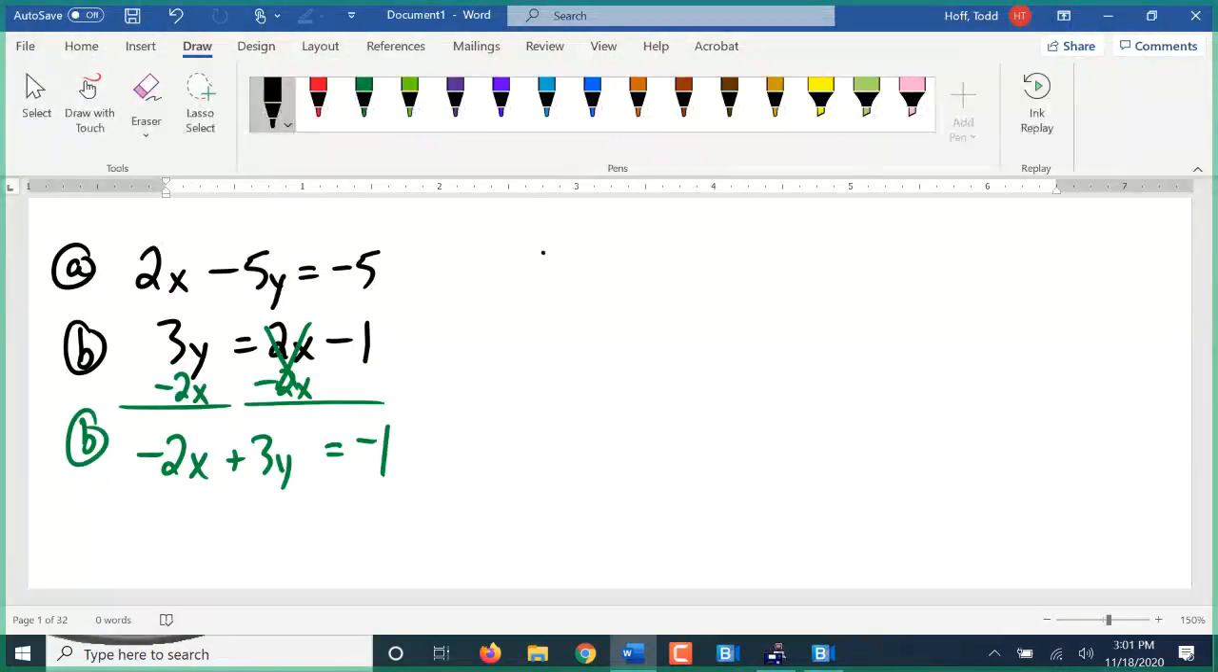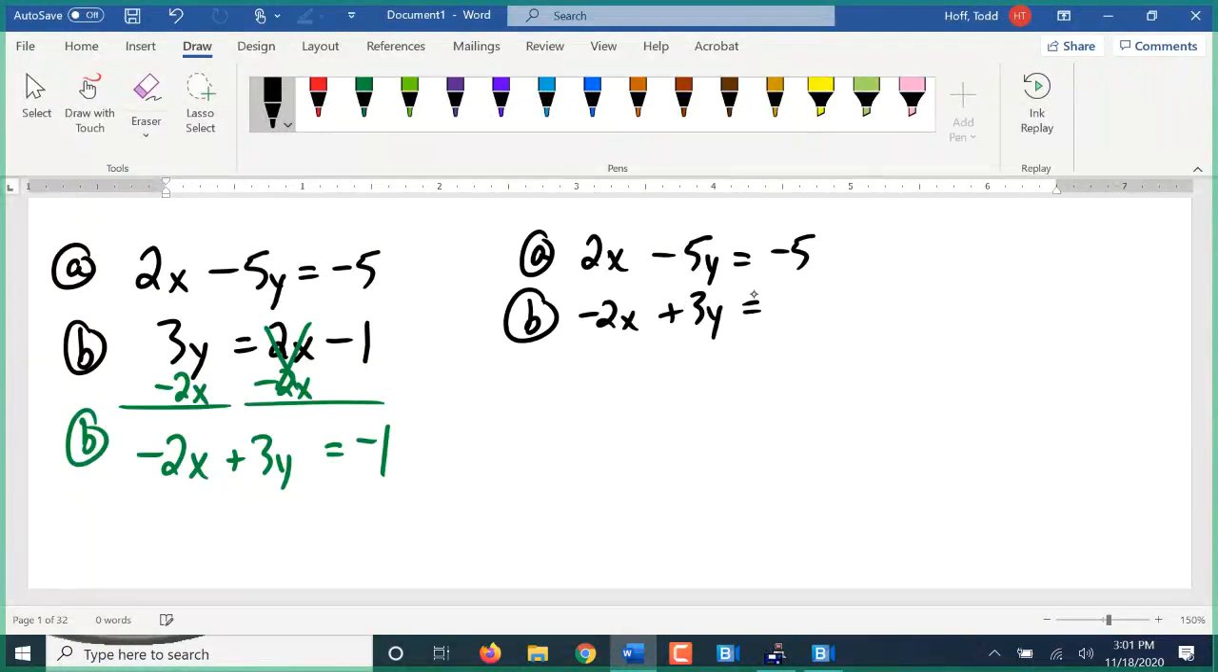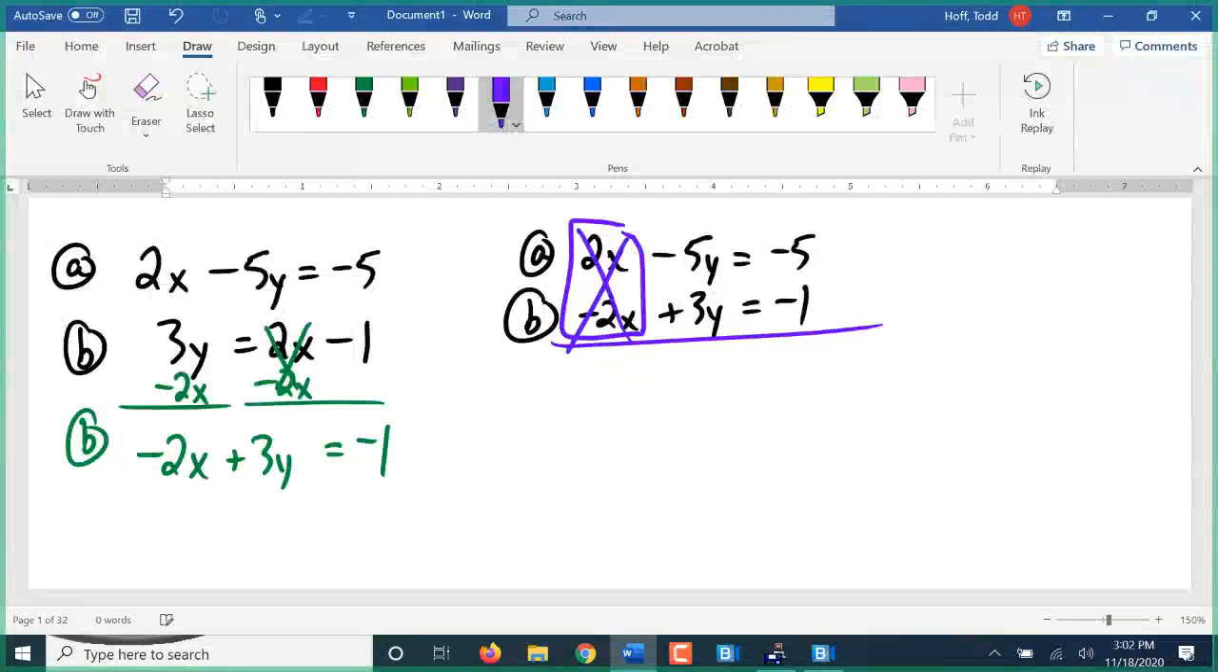So my system of equations becomes, the first equation hasn't changed, 2x minus 5y equals negative 5. But equation B now is negative 2x plus 3y equals negative 1. Now everything is lined up. X's, y's, equal signs, and then the constant. So we can go ahead and add our columns and see if something disappears. And it does. 2x and negative 2x add up to 0. They cancel out. Negative 5y and a positive 3y is a negative 2y. Negative 5 and negative 1 make a negative 6.